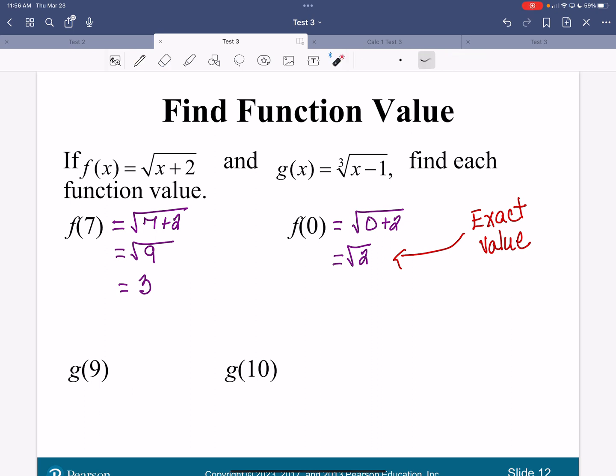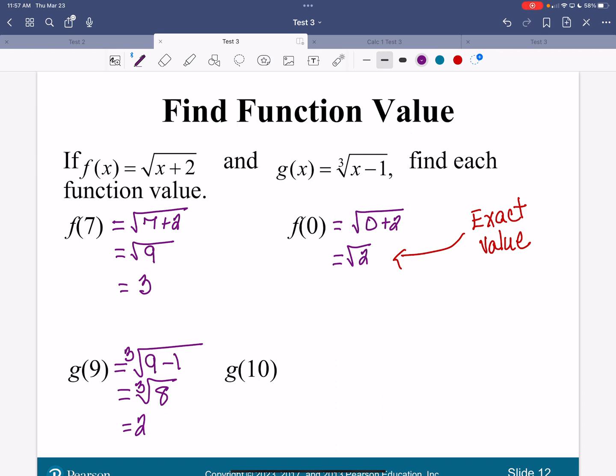Now I'm focusing on G. So I'm going to this function right here because this is G of x. So I'm going to plug in a 9. So I'm taking the cubed root of 9 minus 1. That's the same thing as the cubed root of 8. And what is the cubed root of 8? 2. Okay.